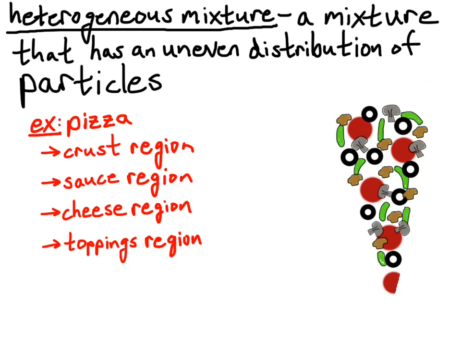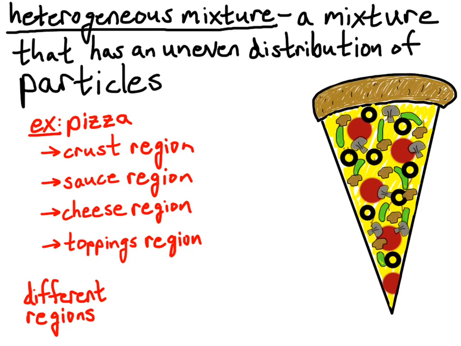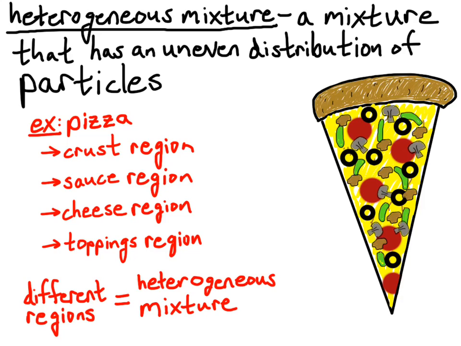When you have this, it is a heterogeneous mixture. Homogeneous mixtures do not have different regions. They're the same all the way through by definition. So we go back to the whole pizza here, but what we can say is that when we have different regions, we have a heterogeneous mixture by definition, when we're looking at a particular substance. Pizza very clearly has these different regions that we can separate.